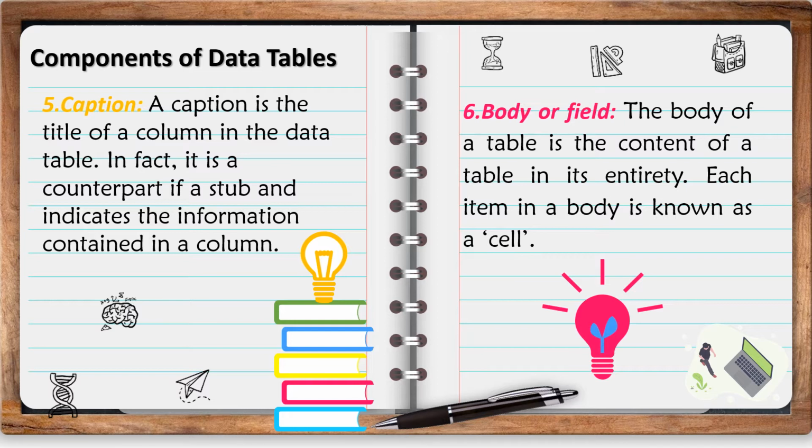The body of a table is the content of a table in its entirety. Each item in a body is known as a cell. So, actually in Microsoft Excel, that is what we call the active cell, a combination of a row and column.